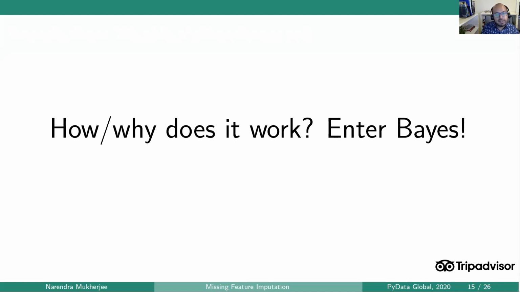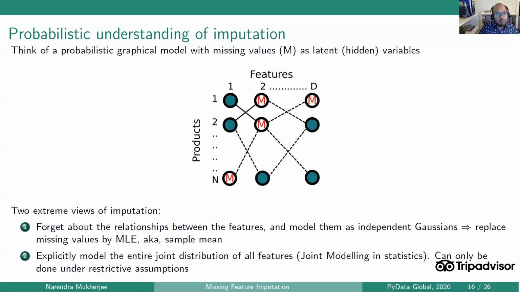So to start off, I want you to think of a probabilistic graphical model, which has products over here from 1 to n, which are along the rows. And each product has D features, which go from 1 to D, which are along the columns over here. And some of these features are missing at random for the different products, and these are labeled by M. The missing values are labeled by M.